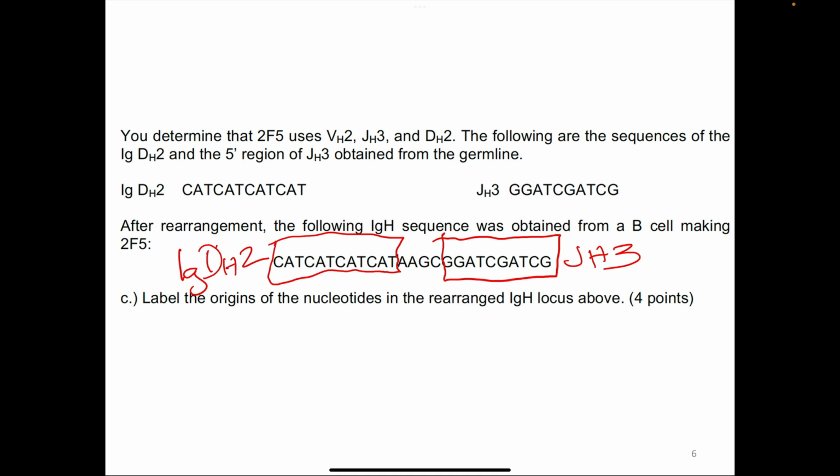And so the first thing I'm going to look at is this A. If this A had been a P nucleotide matched to the D segment, could this be a P nucleotide that came from this side? So I'm hearing some yeses. How do you know it's a yes?